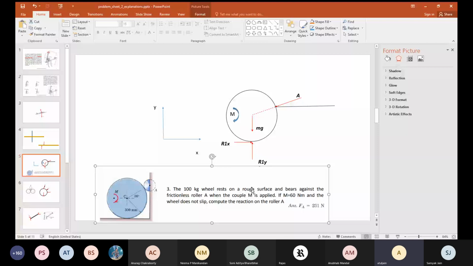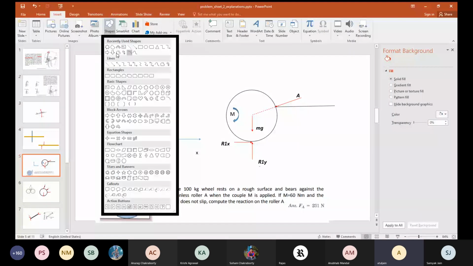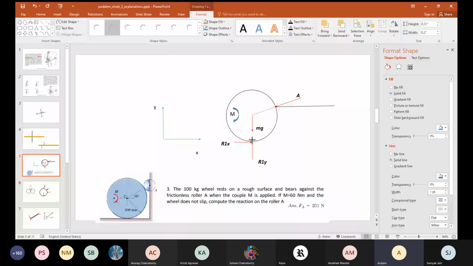Sir, moment equation. Moment about point 1. Yes. Moment about the point of contact with the ground. Exactly. So you should try to calculate the moment about this point, which I am highlighting. About the point that I have put a circle, please try to calculate the moment about that point. You should get the answer.